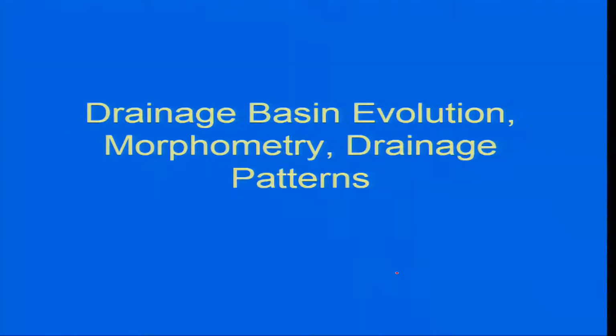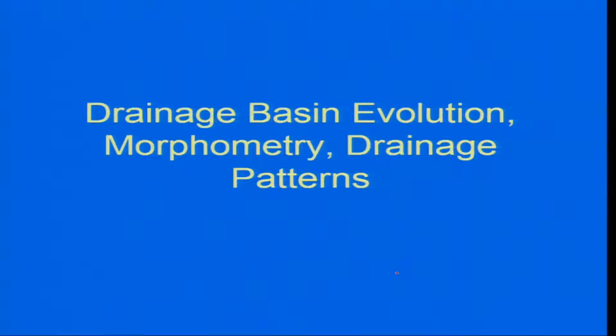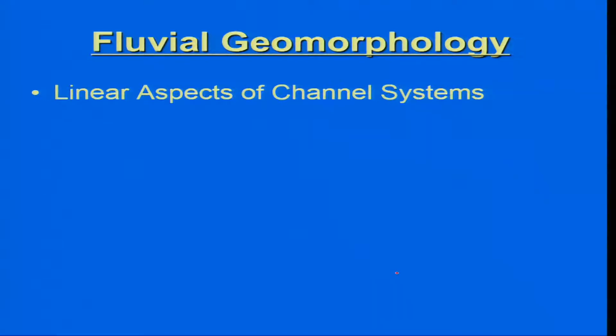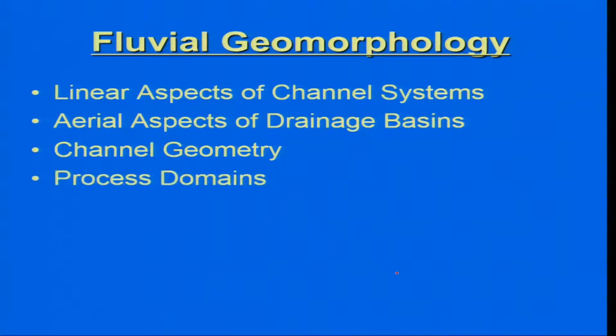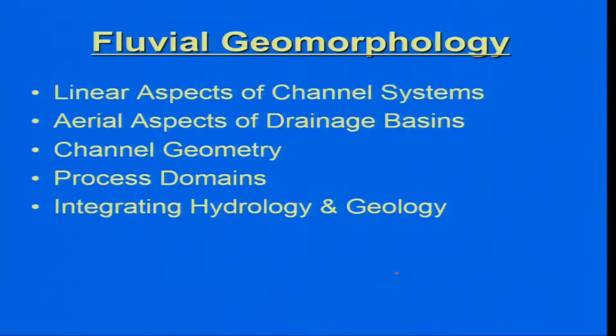Now, there are other important parameters which we usually consider. We are not going to discuss all, but the few which are important: the drainage basin evolution, then morphometry and drainage pattern. Quickly look at the fluvial geomorphology. It covers the linear aspects of channel systems, areal aspects of drainage basins, then channel geometry, and then processes in different domains, integrating the hydrology and geology. So, how all this affects the flooding conditions, and how it can be helpful in understanding the flooding conditions.